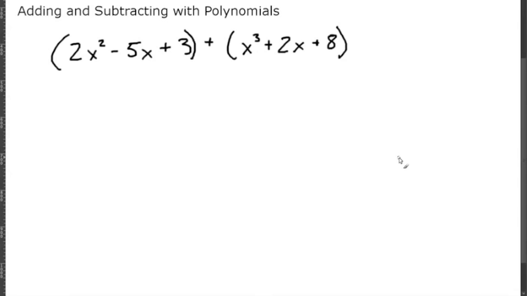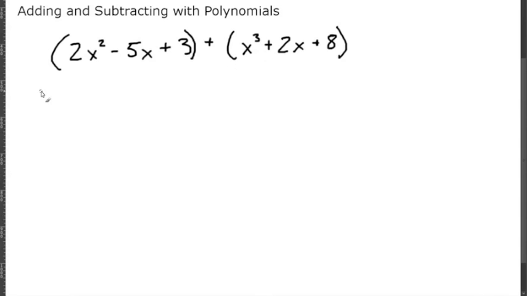2x squared minus 5x plus 3 plus x cubed plus 2x plus 8. Now if you recall, when we were doing system of equations, we would line the like terms up so that we could add or subtract them. And this is a good rule of thumb to use when adding and subtracting polynomials. So we're going to move this term underneath of this in order.